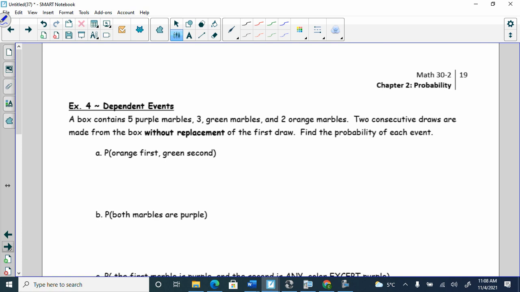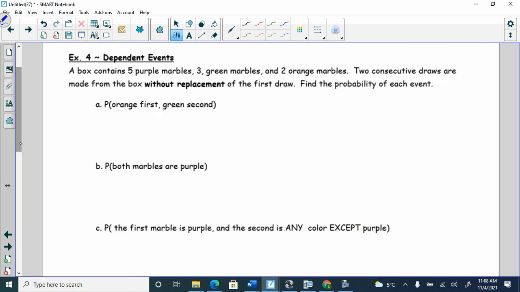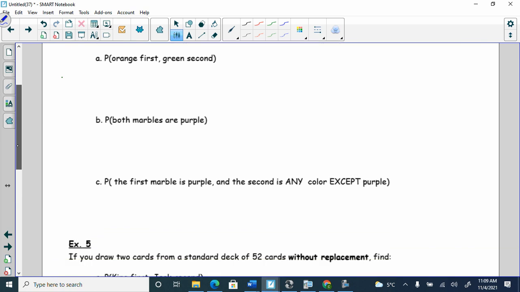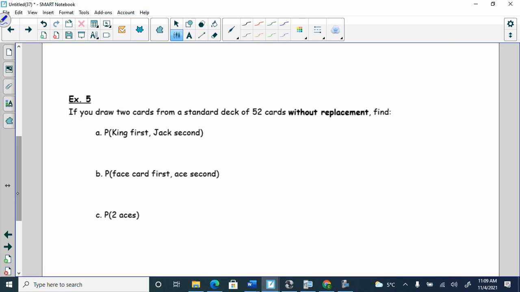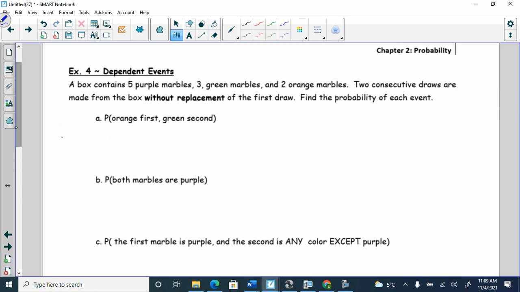Next page. All right. Here we have a box of marbles. We have one box. It contains 5 purple marbles, 3 green marbles, 2 orange marbles. 2 consecutive marbles are drawn without replacement, which immediately makes it dependent, correct? The 2 events depend on each other. I want you to try these ones. Find the probability of orange, then green. Both marbles are purple, so purple, then purple. Purple, then anything but purple. And then I want you to try example 5. So 4 and 5, try them out, please.